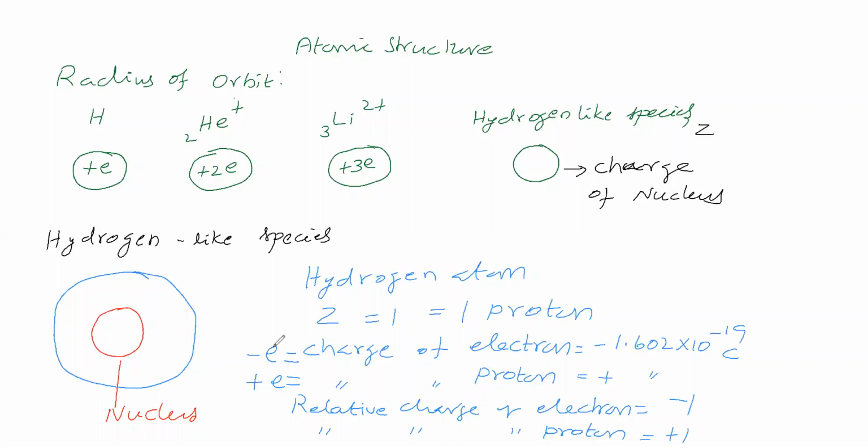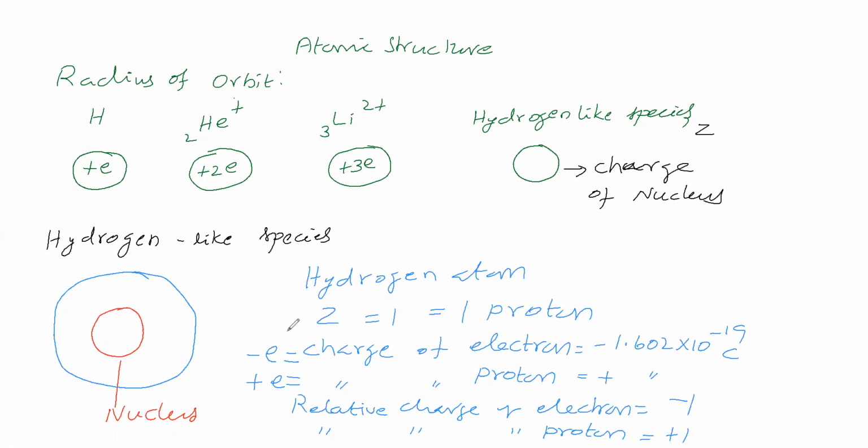Why are we saying E in both cases? Because the electron charge and proton charge magnitudes are the same. Therefore, for the electron charge we will take minus E, and for the proton charge we will take plus E. If you want, you can also take the relative charge of the proton as +1.